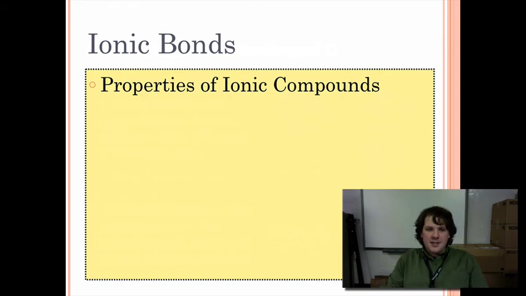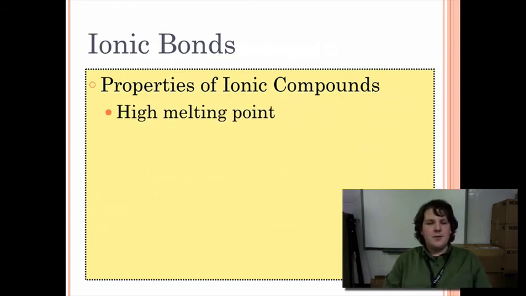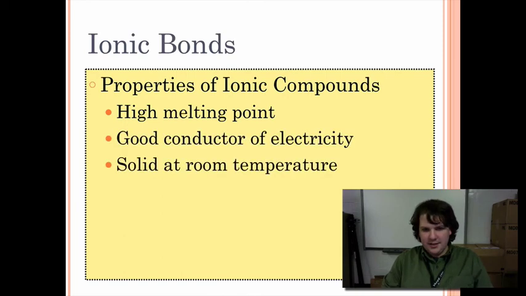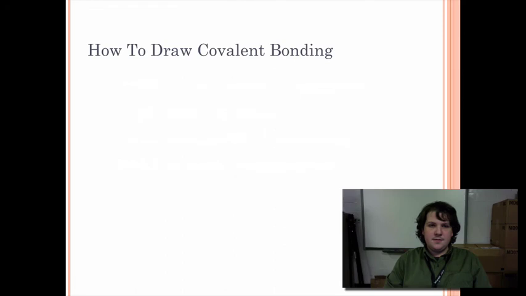All right, ionic bonds have specific properties. First off, they have high melting and boiling points. They are good conductors of electricity, and they're solids at room temperature. So once again, ionic bonds have really strong attractive forces, which makes them have high melting points and makes them solids at room temperature. They're also going to be good conductors of electricity.